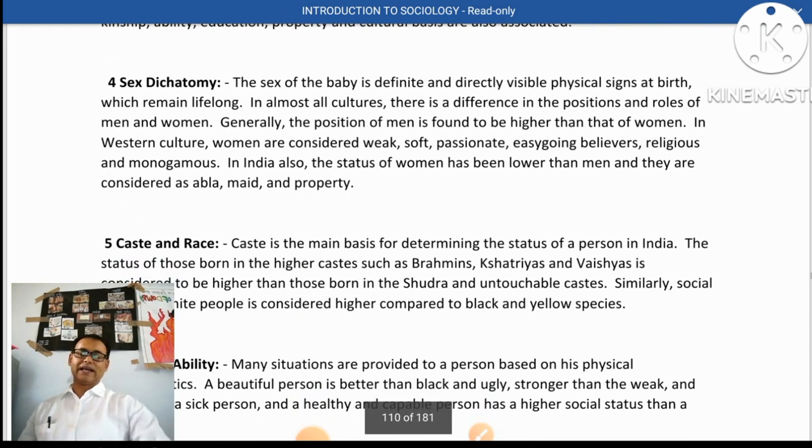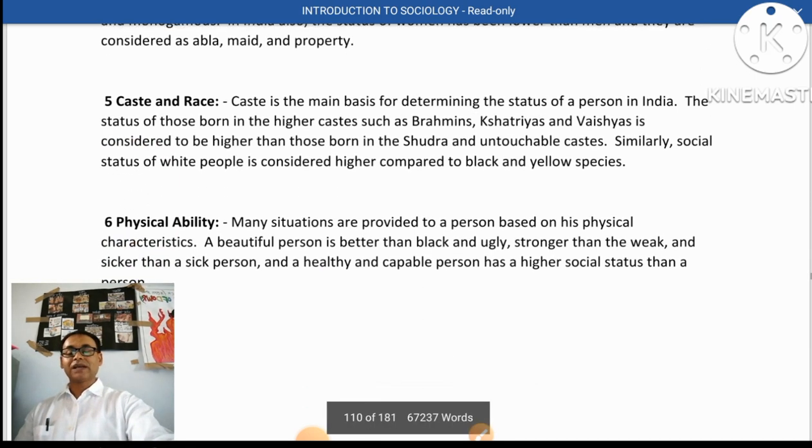Sex dichotomy. The sex of the baby is a definite and directly visible physical sign at birth, which remains lifelong. In almost all cultures, there is a difference in the position and roles of men and women. Generally, the position of men is found to be higher than that of women. In Western culture, women are considered weak, soft, passionate, easygoing, believers, religious, and monogamous. In India also the status of women has been lower than men, and they are considered as abla, weak, maid and property.